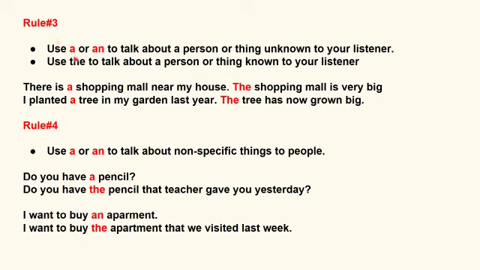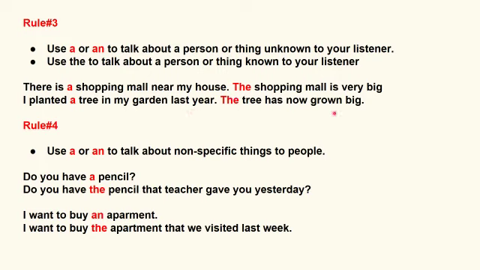Rule number 3. Use a or an to talk about a person or thing unknown to your listener. And use the to talk about a person or thing known to your listener. For example, there is a shopping mall near my house. Shopping mall. I have used this word first time. It's unknown to my listener. When I repeat, I can say the shopping mall is very big. Now, the listener knows which shopping mall.